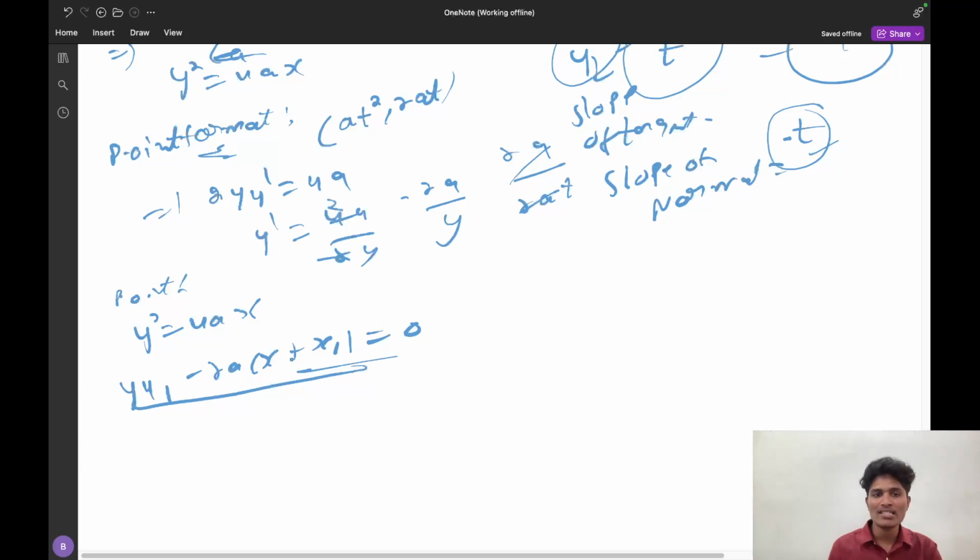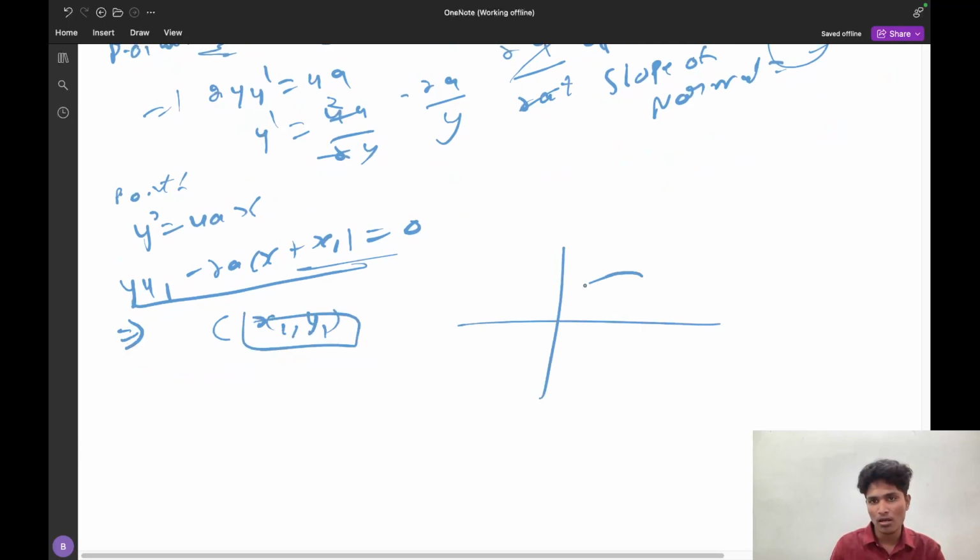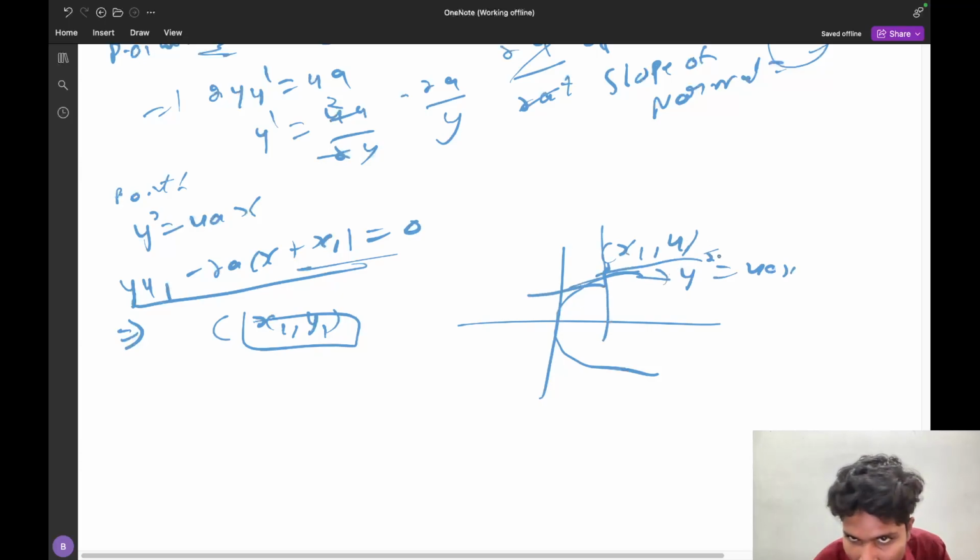Suppose for this I will help you. Suppose I am evaluating at the point x1 comma y1, and this parabola is y square is equal to 4ax. At this point I want to make the normal. And you already know the normal is perpendicular to the tangent. That is, when it is intersecting at 90 degrees, it is called the normal. Y square equal to 4ax is a parabola, and x1 comma y1 is a point on the parabola where you have to draw the normal.